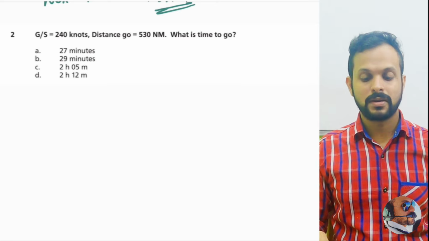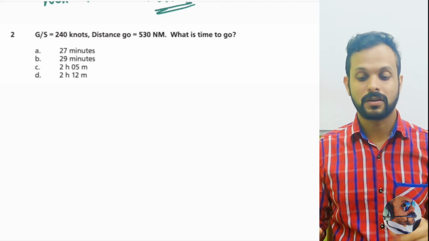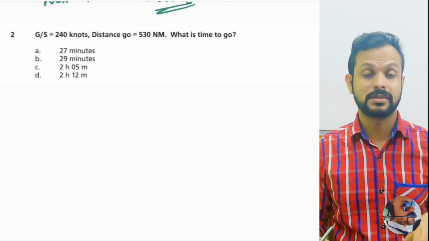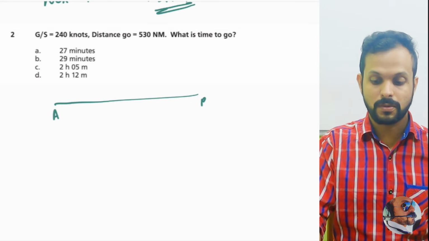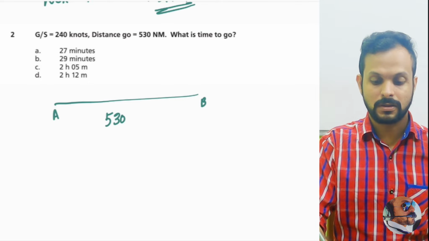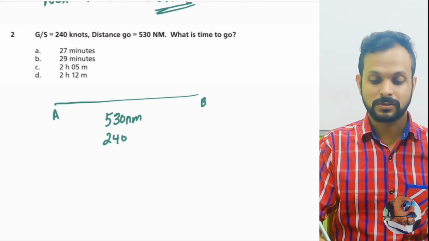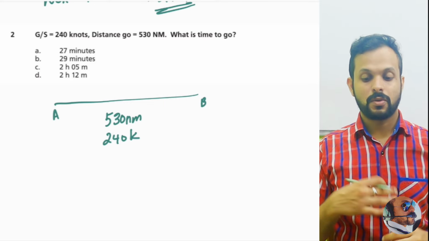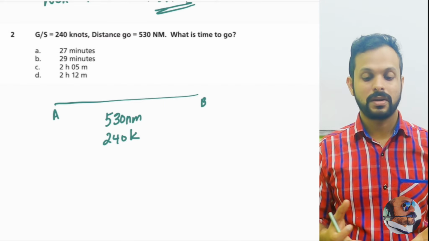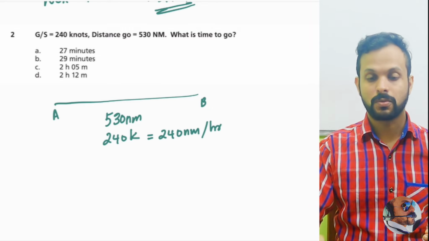The ground speed is given as 240 knots, and the distance is 530 nautical miles. What is the time to go? You need to travel a distance of 530 nautical miles, say from point A to point B. The ground speed at which the aircraft is flying is 240 knots. Now it's quite easy here. A ground speed of 240 knots simply means the aircraft is going to fly 240 nautical miles per hour, and that's what is called knots.